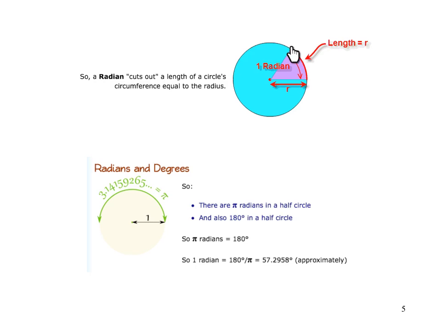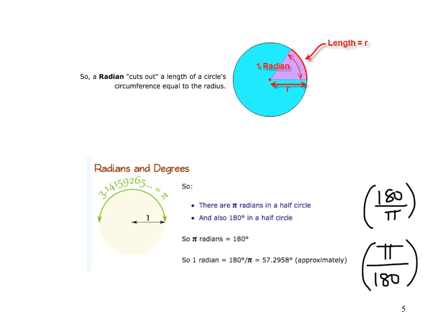So this length right here is r. It's just curved, so it looks shorter than the flat radius. As we said, half a circle is pi radians. That's 180. And so you can actually use as a conversion factor 180 over pi or pi over 180, and you use those to convert from degrees to radians. You just multiply by the conversion factor.